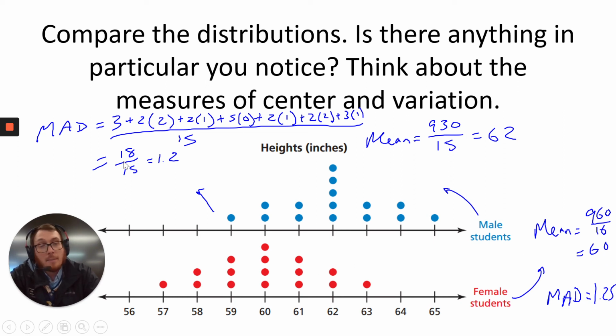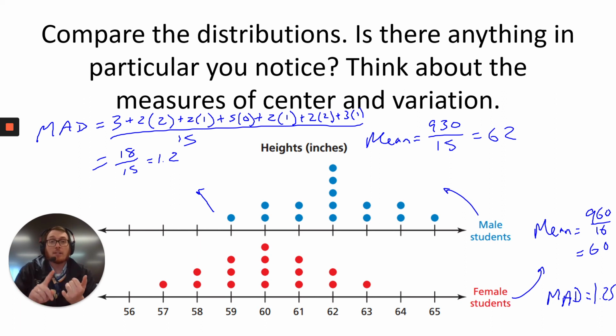The MAD, though, remember, MAD is distance, average distance away from the mean. So what I've done here is said that this is 59, that's 3 away from 62. There's 2 of these 60s, so 60 is 2 away, and there's 2 of them. 61, there's 2 of those numbers, they're 1 away, and I just keep going down the list. I find that to be 1.2. I do the same thing for the female students, and just to save time again, I just found it myself, and it's 1.25.